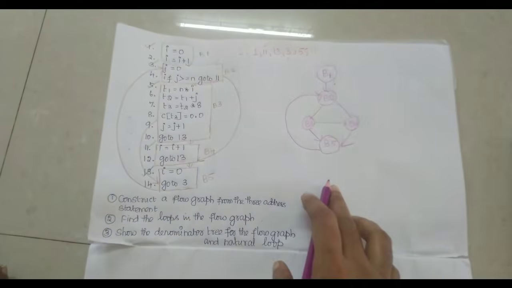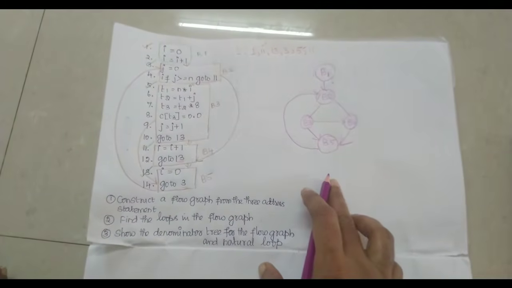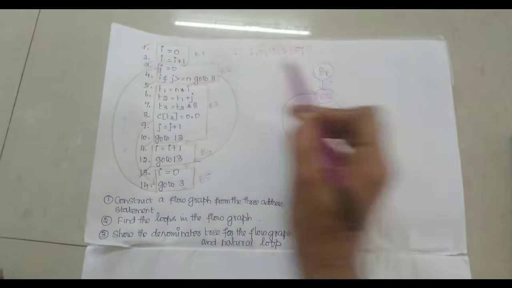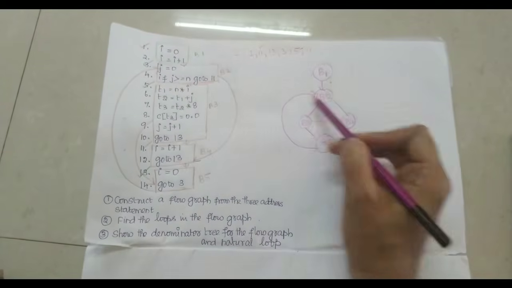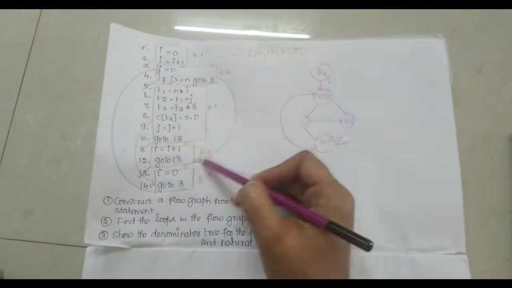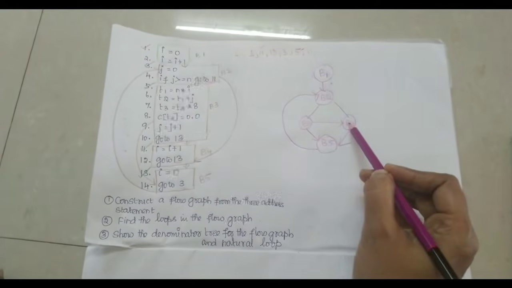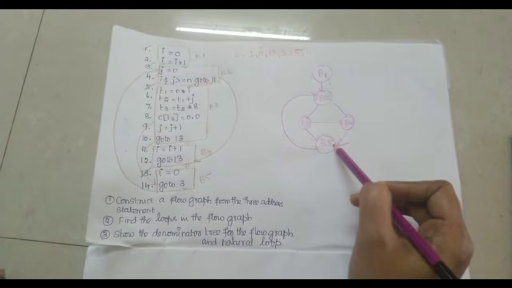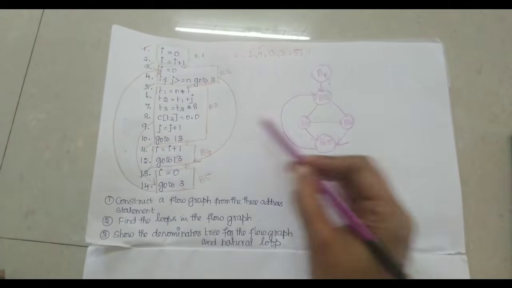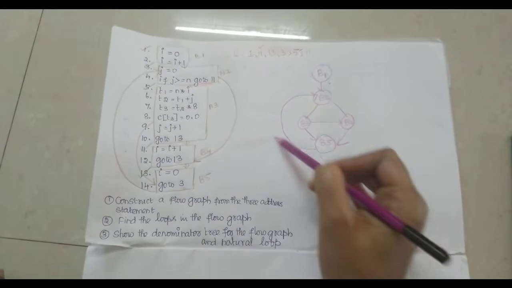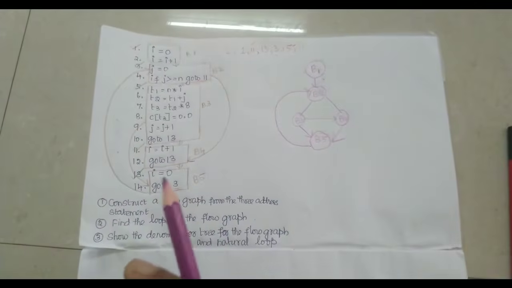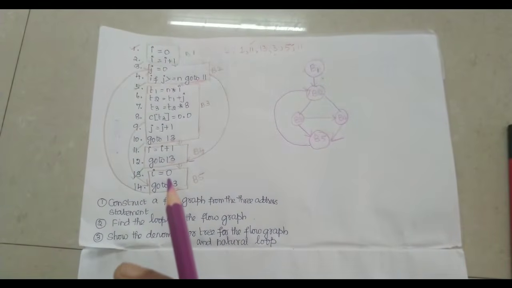And this is what the flow graph is. B1 to B2, and B2 to B3, as well as B2 to B4, and then B3 to B4, and B4 to B5, and B3 to B5, and B5 to B2. So this is what the flow graph is.